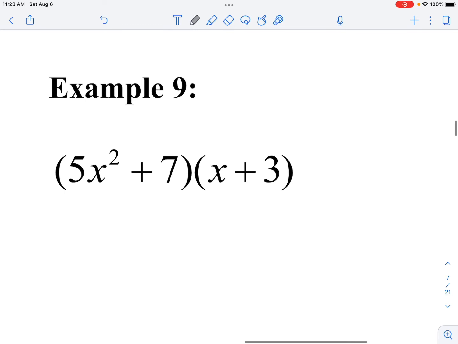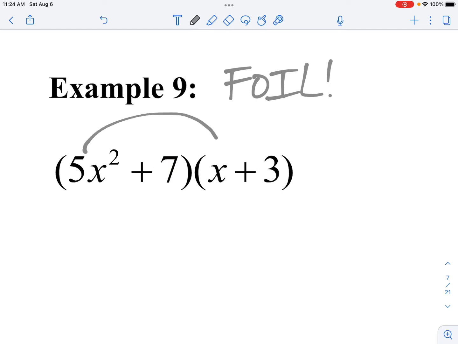Let's try this one. You've probably heard from Algebra 1 before, FOIL. That means that we take the first term times the first term, that's what the F stands for. The O stands for outside, so the outside of this and the outside of this, those are considered like the outsides of this binomial times another binomial. The I stands for inside, that's this term and this term, and the L stands for last, which is this term and this term. So I'm going to first do the F, which is 5x squared times x.